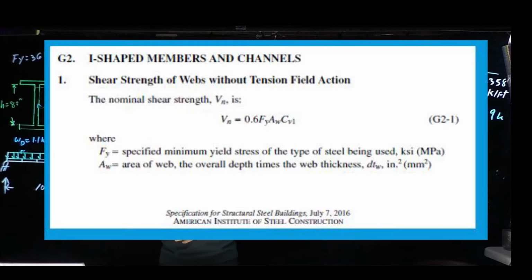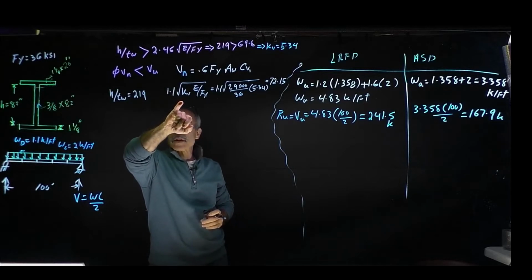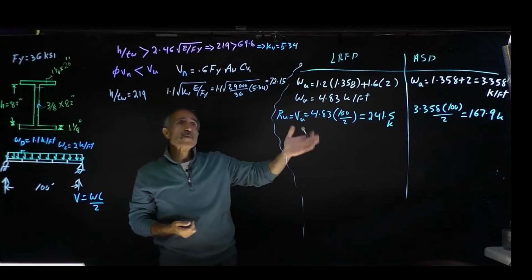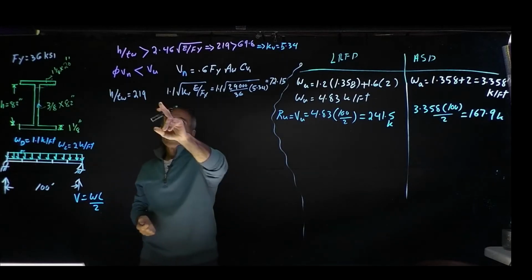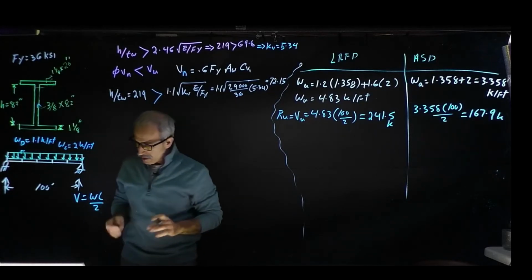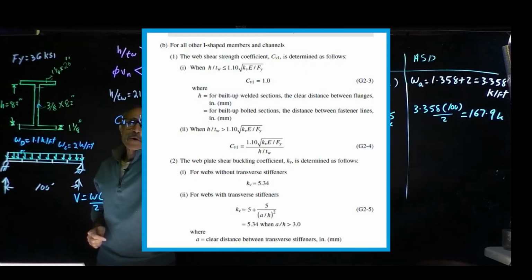So what is Cv1? Again, per spec, if h over tw is less than this, then Cv1 is equal to 1. But if it's more than that, then we have to calculate Cv1 using the formula in the spec. And in our case, 219 is more than 72, so it's bigger. Therefore, we've got to calculate Cv1. And the formula for that one is Cv1 is equal to 1.10 square root of kv E divided by Fy, divide the whole thing by h over tw.